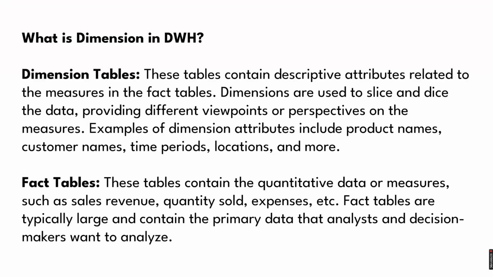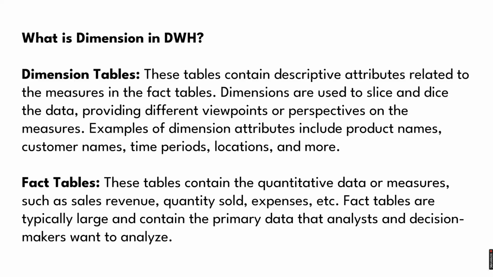When it comes to dimensional modeling, we have star schema and snowflake schema, which I have explained in another video. You can go through it. In that, we design the data in such a way that there are dimension tables and fact tables. A dimension table is descriptive information about the data. Examples of dimension attributes are product names, customer names, time period, location names, and region names. These are the things we can consider as dimension tables.